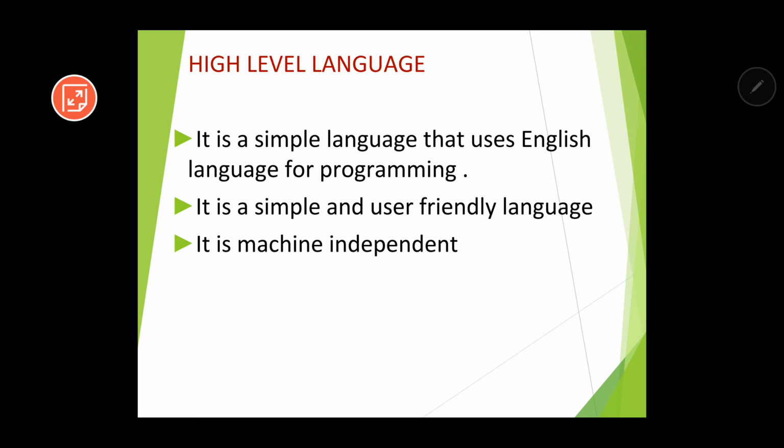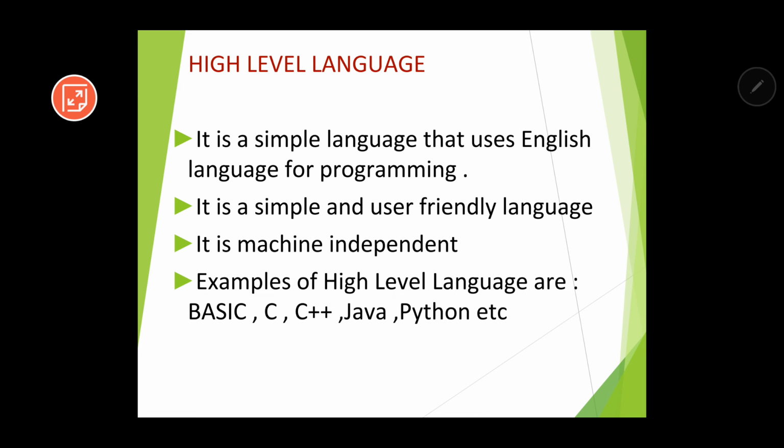It is machine independent. It's a very big advantage of high level language. Machine independent means if you write programming code in high level language on one computer, it will run on all other computers. You need not write the same program differently for different computers. Therefore it is called machine independent. Examples of high level language are BASIC, C, C++, Java, Python, etc. In class 6, you will be basically dealing with the programming language BASIC.